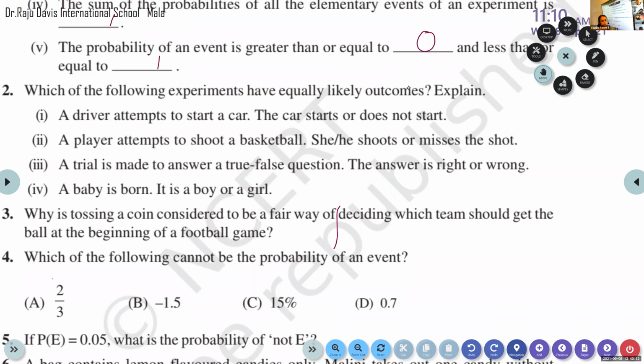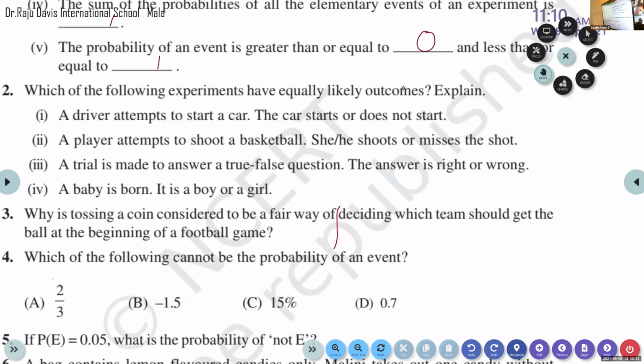Throwing a die is an equally likely experiment. Outcomes are equally likely, at any cost. And we need to check here, 4 experiments are given. Out of these 4, which are equally likely? Means their outcome we cannot predict.